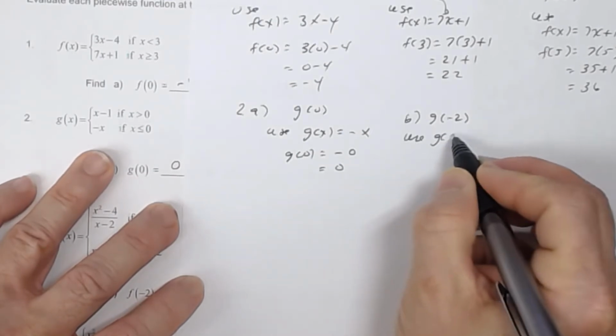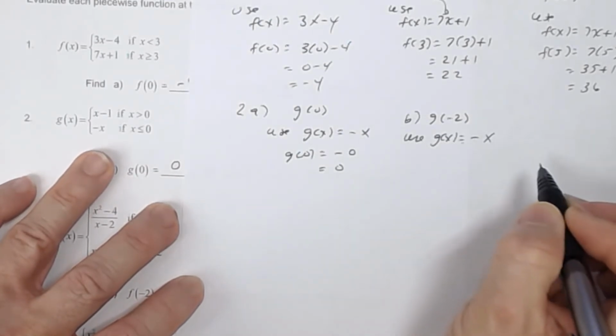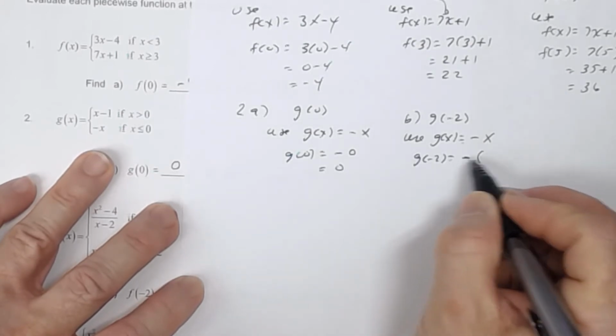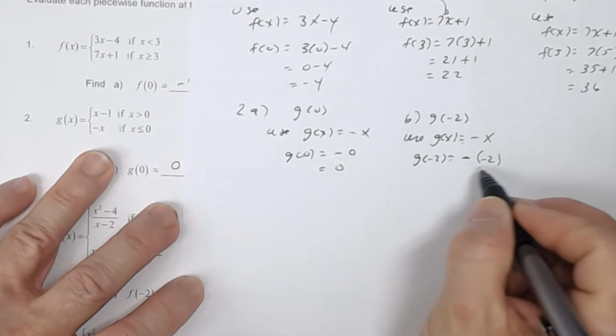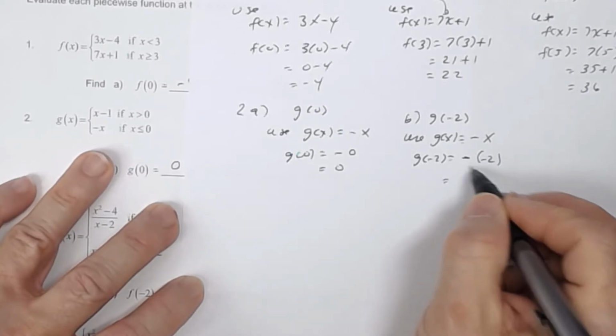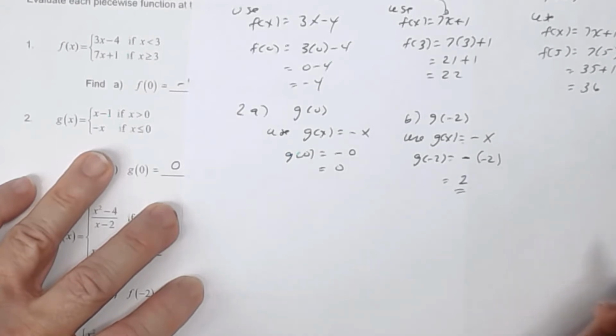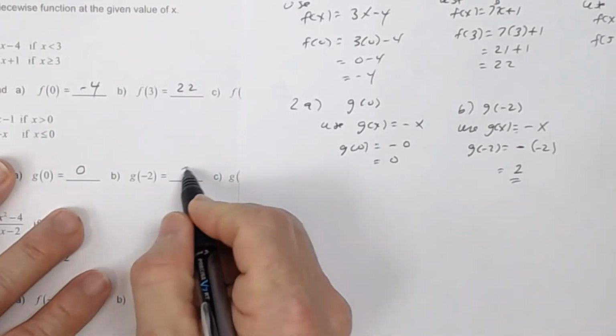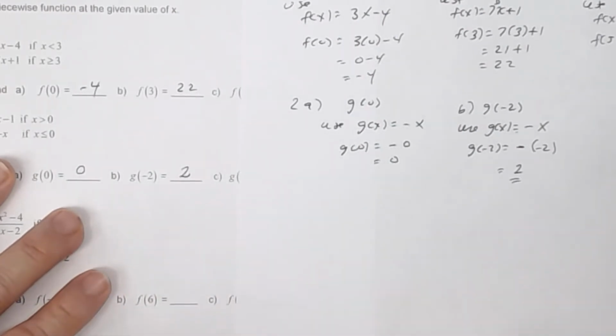All right, so first of all, we're going to use g of x equals the opposite of x, right? So g of -2 then will be the opposite of x, and what's x? -2. Well, what's the opposite of a negative 2? Well, the opposite of a negative 2 is a positive 2. So that goes here. So g of negative 2 is a positive 2.